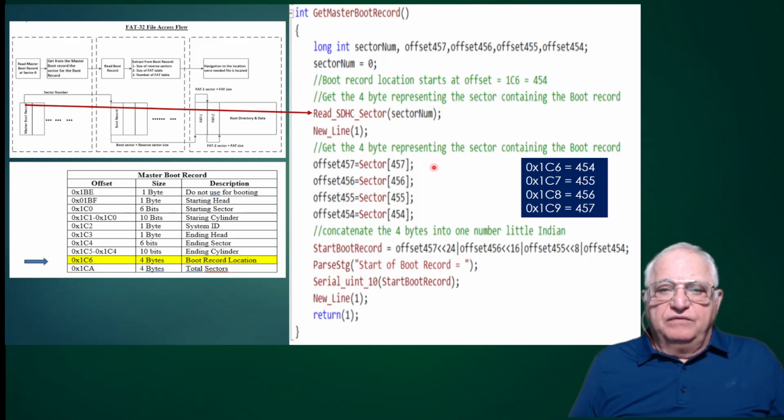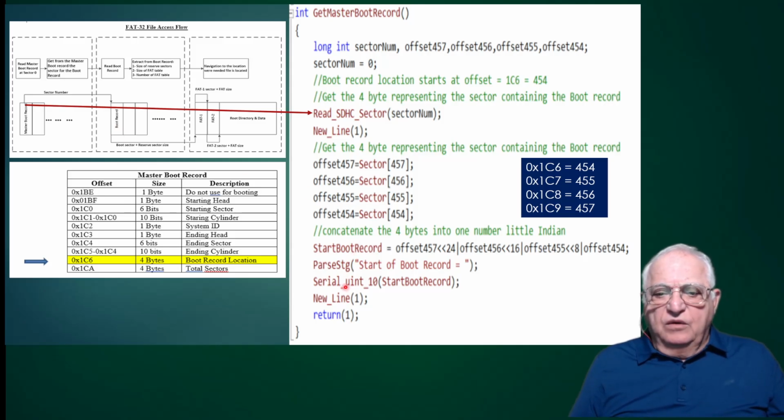So from the array sector, we're going to extract the parameter located at 1C6, 1C7, 1C8, and 1C9, which corresponds to decimal values 457, 56, 55, and 54. Now we're going to take those 4 bytes and concatenate them into one number, which is going to be called the start boot record. So we have these 4 bytes and it's the boot record location. So we're going to say start of the boot record, which is going to get us here.